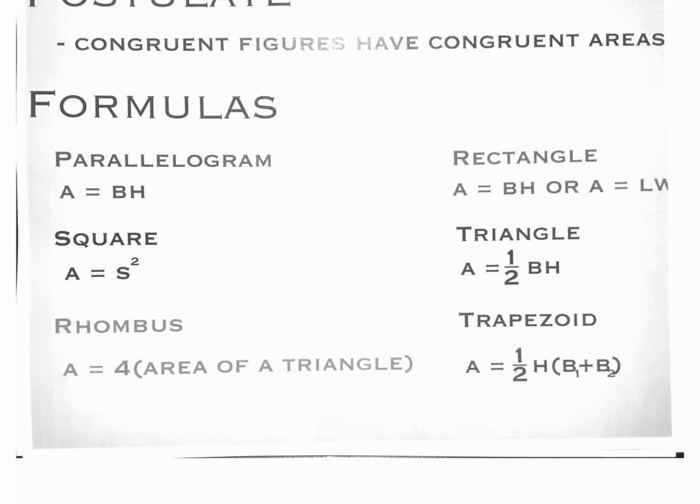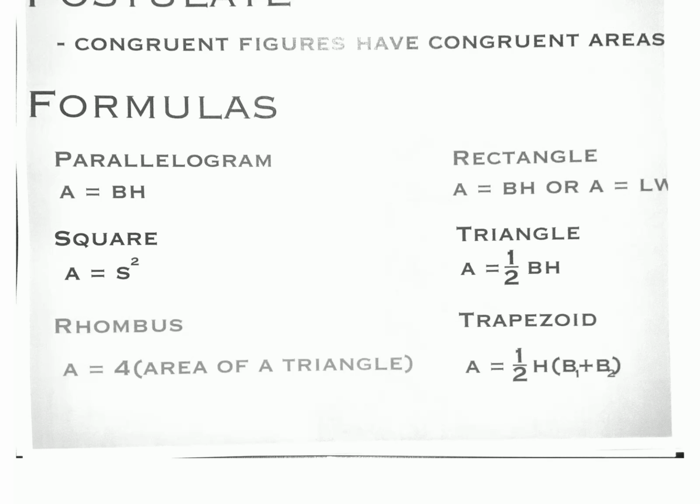We have our parallelogram formula, where area equals base times height. You can also use that for rectangles. For squares, you can use the same thing, or you can use side squared. Triangles are 1/2 base times height. Trapezoids are 1/2 times the height times base 1 plus base 2. So base 1 and base 2 are those two parallel sides in a trapezoid.